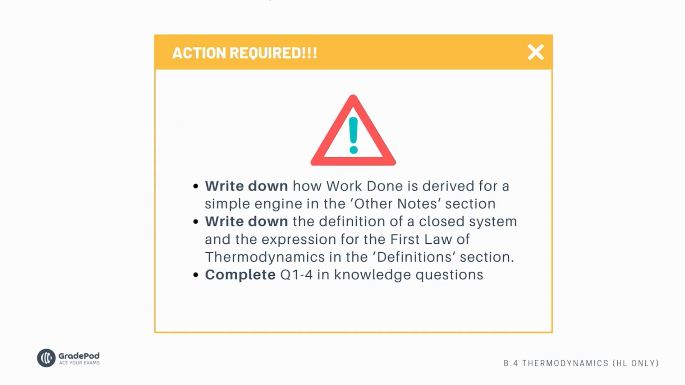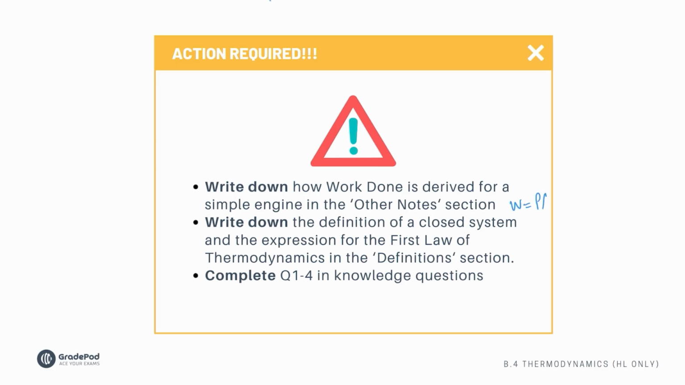What I'd like you to do now is head to your revision note template and write down how work done is derived for a simple engine in the other notes section, so show how we derived that. It was a very simple derivation. Then go to the definition section and write down the definition of a closed system and the expressions for the first law of thermodynamics. Finally, head to the knowledge questions, which are downloadable below, and complete questions 1 to 4.